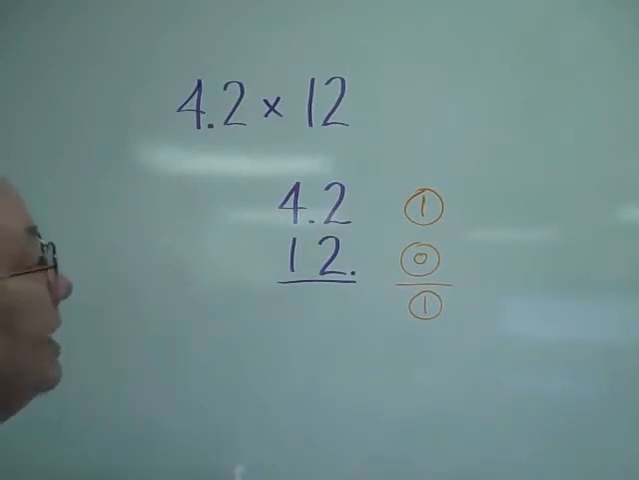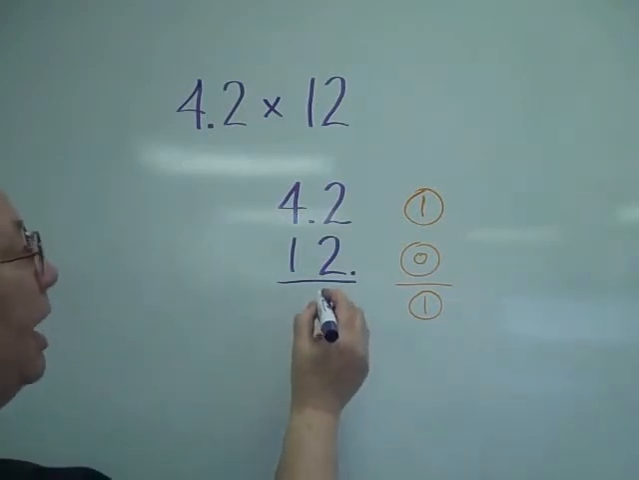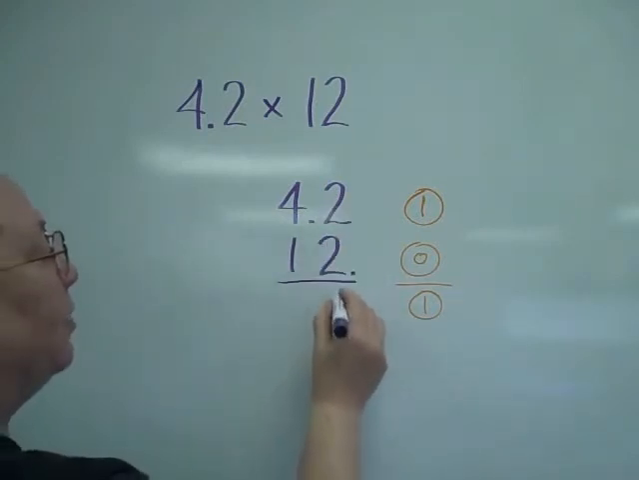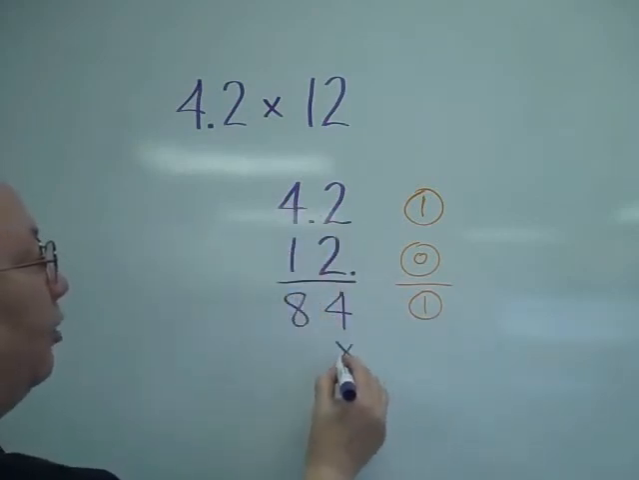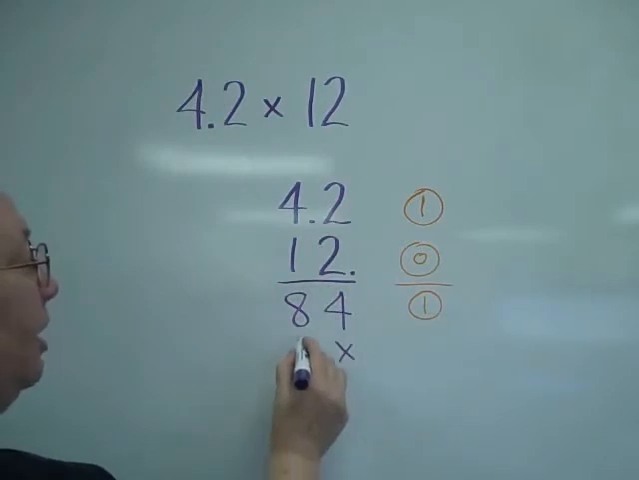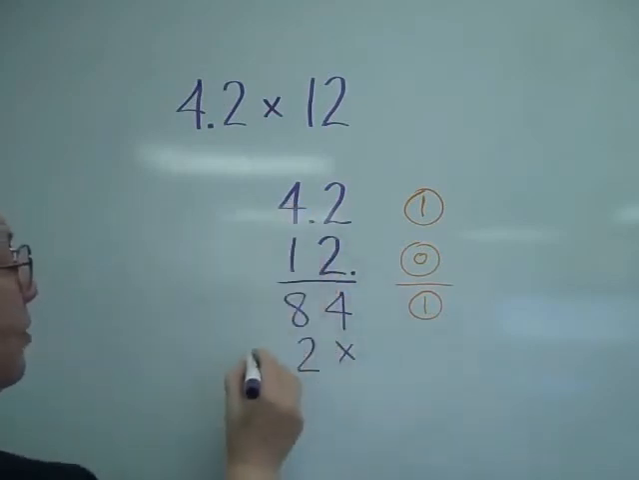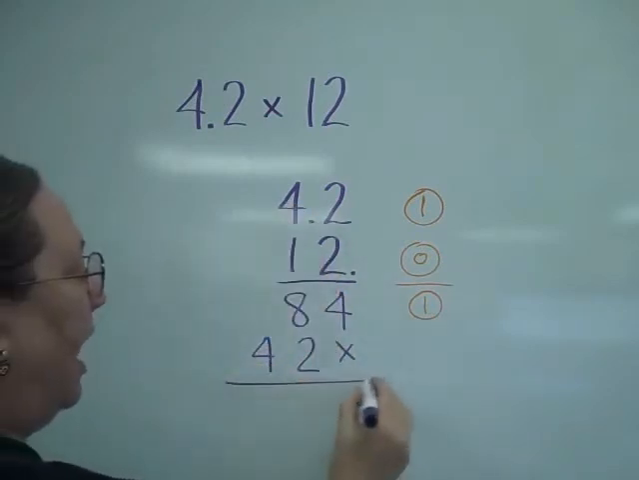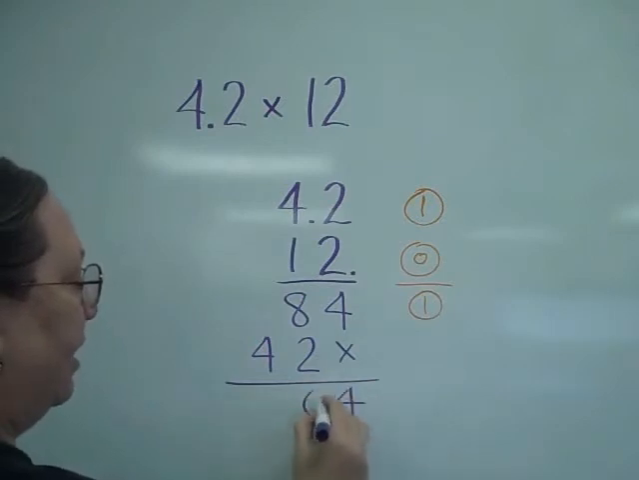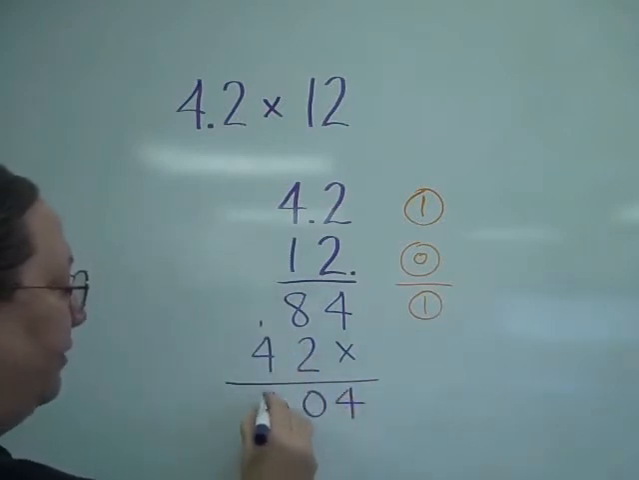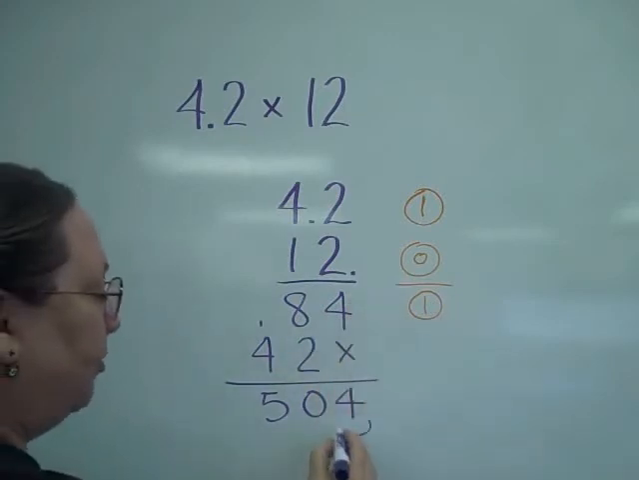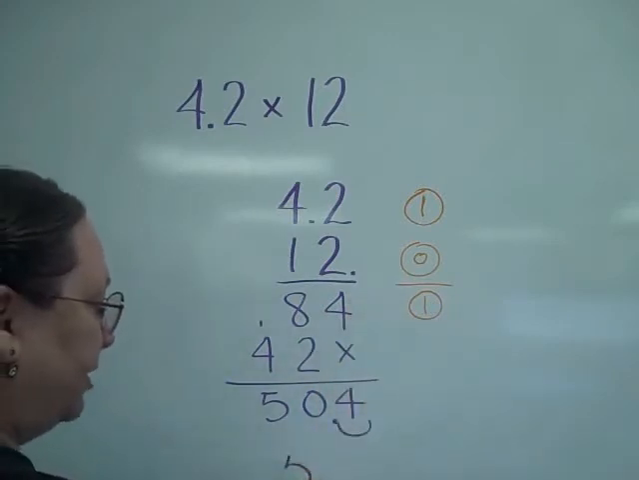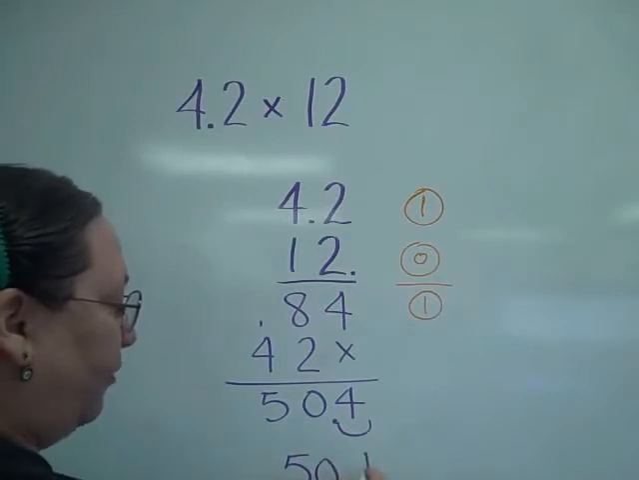So what I've got is I can go ahead and just start multiplying. 2 times 2 is 4. 2 times 4 is 8. Remember to count over. 2 times 1 is 2. 1 times 4 is 4. Add up. I got 10. Carry 1 gives me 5. And remember, I've got to have 1 number behind the decimal point. So my answer is 50 and 4/10.